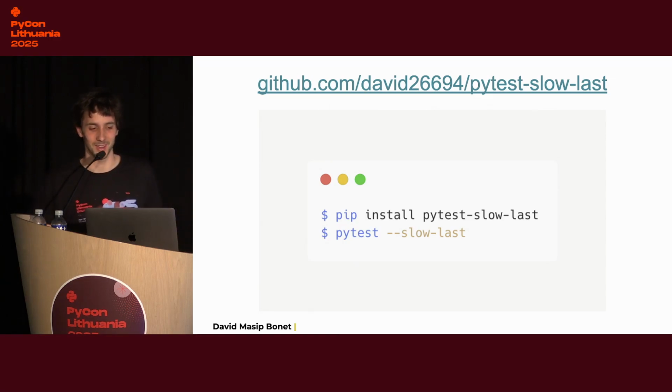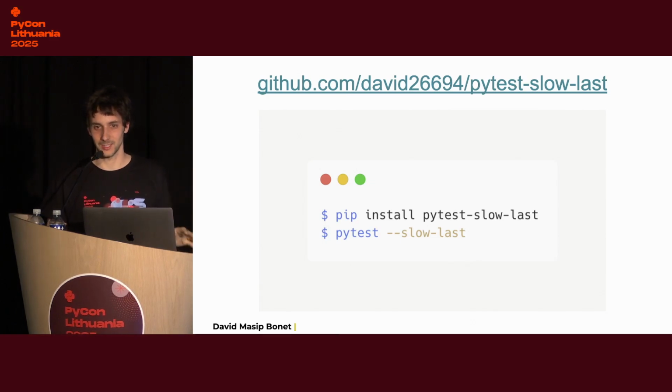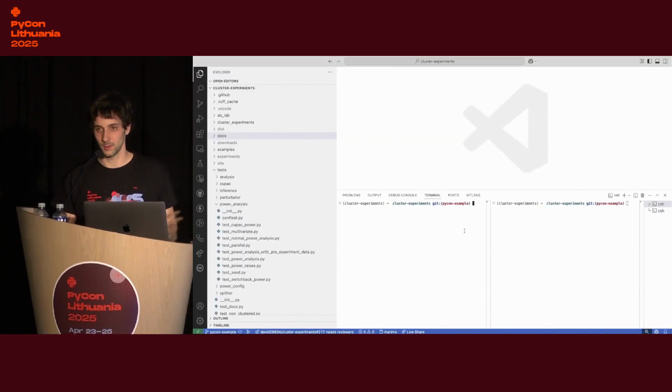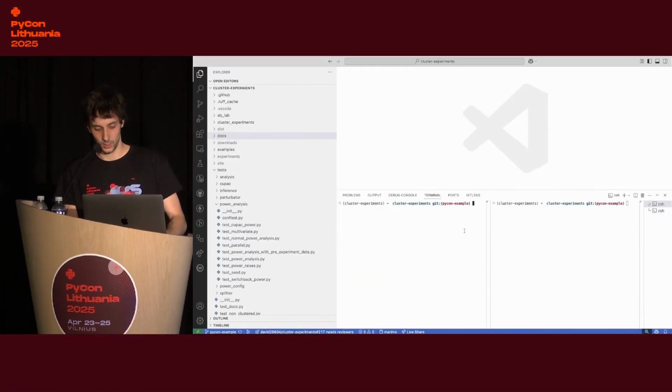Some of you. Okay. So for the ones who run very slow tests, this plugin helps you run the slowest tests in the end. So the fastest tests run first, the slower second. And I'm going to show you a quick demo and then how I built it. So the quick demo is the following.